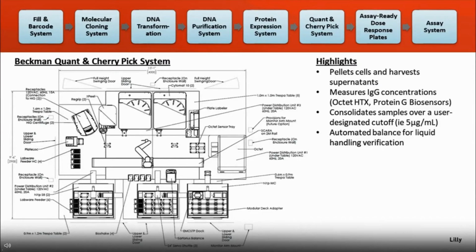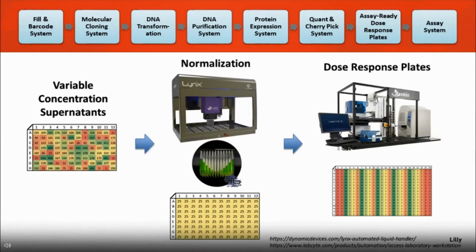So from this system, we essentially have supernatants of a good amount of expressed material that we're ready to start testing. And so what we had in place was these plates that come off the system, and they're variable concentration supernatants, and these values were determined on the Octet. And then we would determine what our screening plate setup would be, and we would typically need to normalize these variable concentration samples using a LINX, which is a 96 variable volume pipetting device, to a flat concentration, say 25 micrograms per mL.